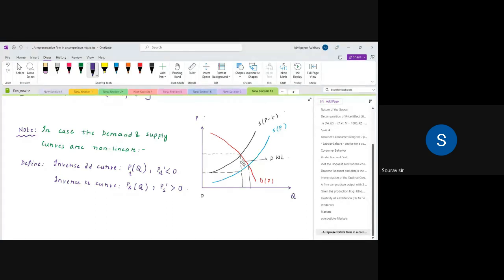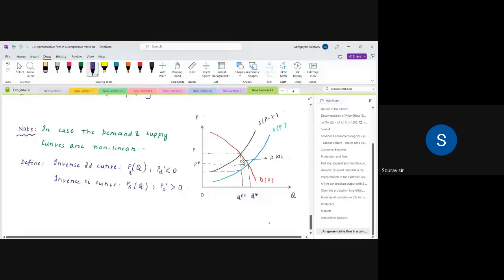Now tell me, integration of what over what? Let us keep the notation the same: pre-tax output Q star, post-tax output Q double star, pre-tax equilibrium price P star, PD star, PS star. Can anyone take a quick guess?